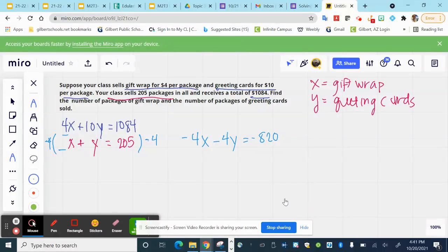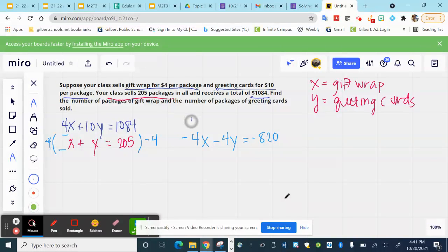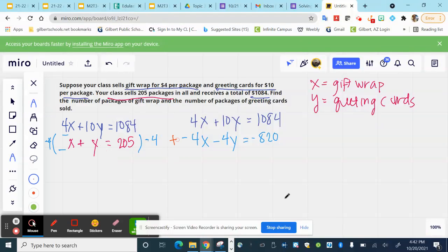And then I'm just going to rewrite my other equation so I can have them aligned. So this one's 4x plus 10y equals 1084. Okay, so next comes the fun part. We're going to go ahead and add these two equations together. When I add 4x minus 4x, that cancels. 10y minus 4y, or plus negative 4y, same thing, gives me 6y, equals 1084 plus negative 820, that gives me 264.